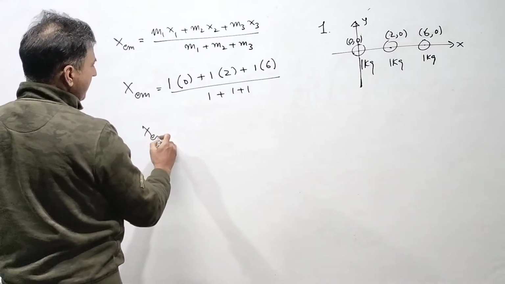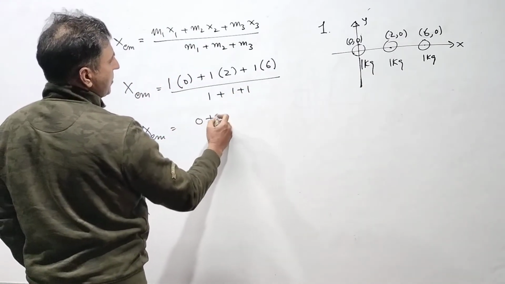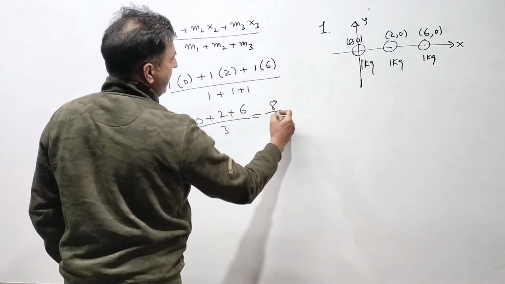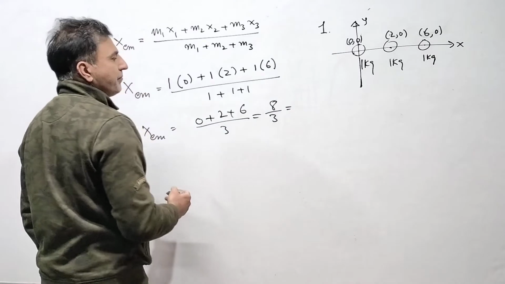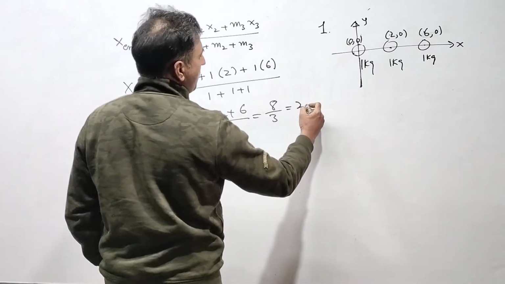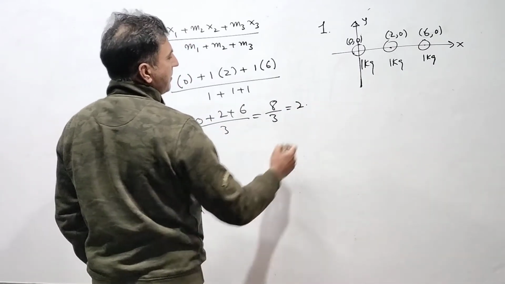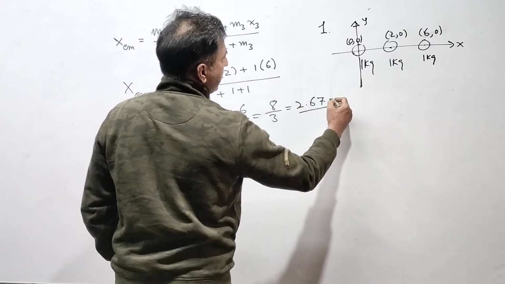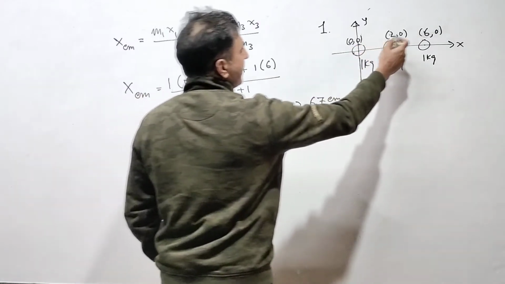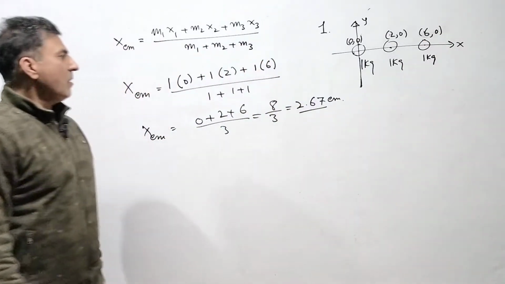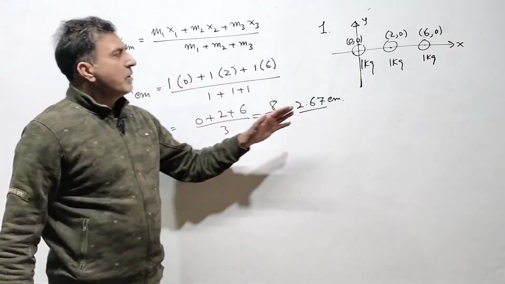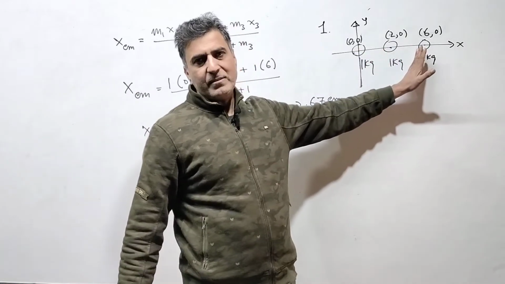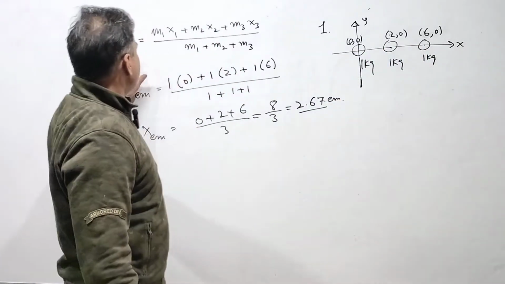So how to write it down? That is 0 plus 2 plus 6 by 3, that is 8 by 3, that is 2.67, something like this. Centimeters, if their coordinates are in centimeters. That is all. So here we are locating the center of mass of discrete bodies, and it's a very simple axiom.